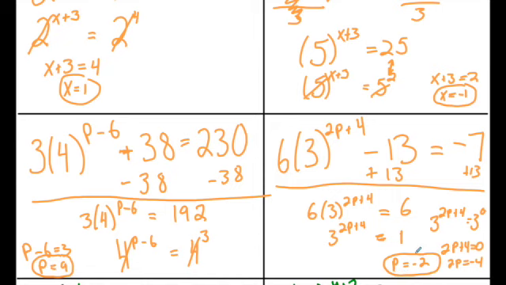Okay, so that's some mixed examples, just kind of delving into how to get the base alone, set both sides with the same base, cancel the bases, and solve. If there's anything in here that was confusing to you, please go back and rewind. And then in a moment, we're going to look at ones for you to try.